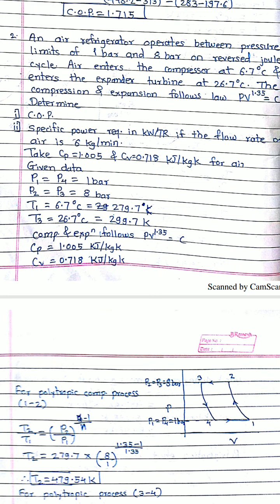Now it enters the expander turbine at 26.7 degrees Celsius. So the entry of the expander is point number 3. So T3 is equal to 26.7 degrees Celsius plus 273, 299.7 Kelvin. So T1 is given, T3 is given, P1, P2 are known. The compression and expansion follow the law, means it's a polytropic process. So PV raised to n is equal to constant. So the value of n, the polytropic index, is 1.35, and Cp and Cv values are given.